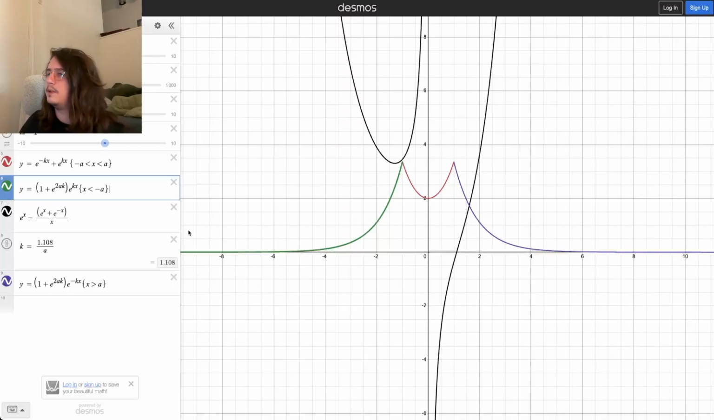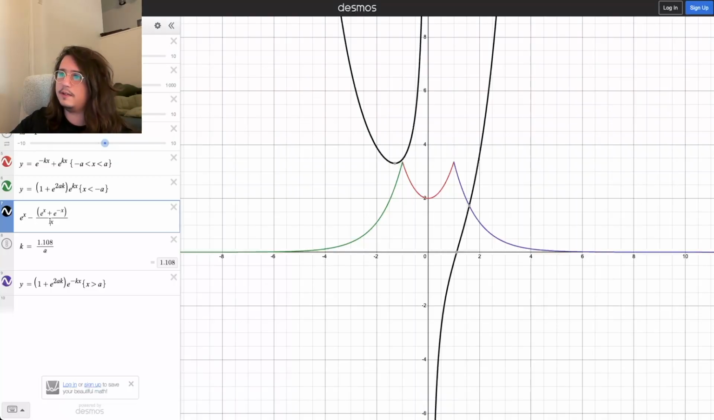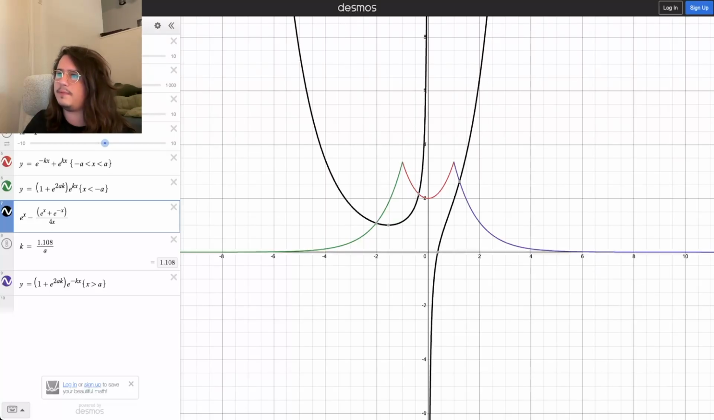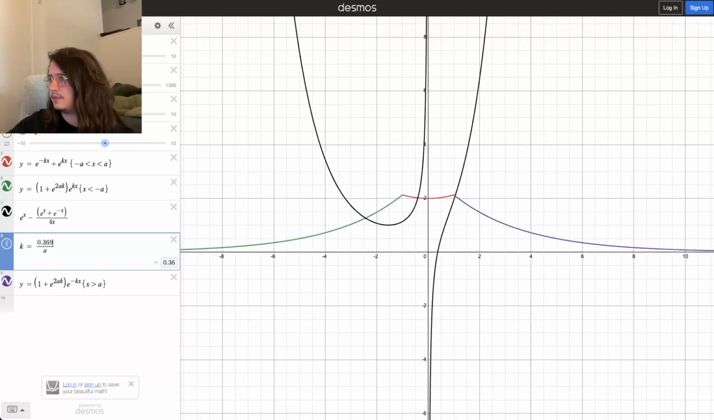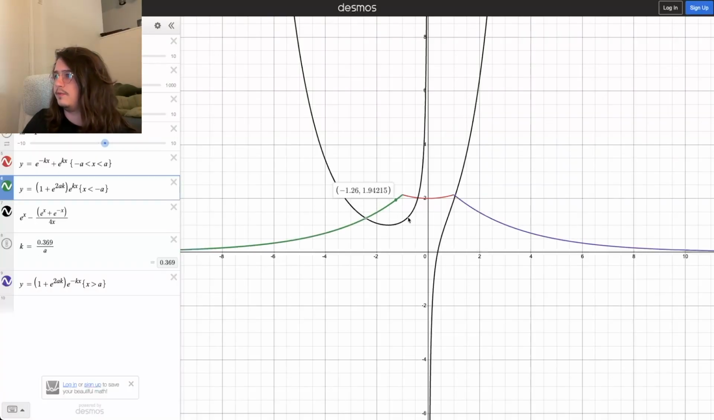If we wanted to plug in a different value of alpha, like h bar squared over 4ma, this is the equation that we solved in the second part, which has a different solution at 0.369 for k. So we just plug that in here, 0.369. And then this is what the wave function looks like with that value for alpha for the even solutions.